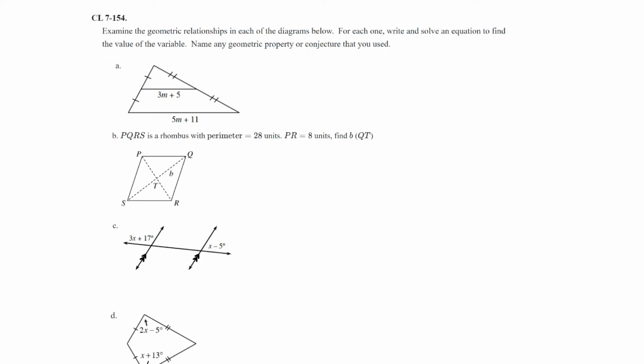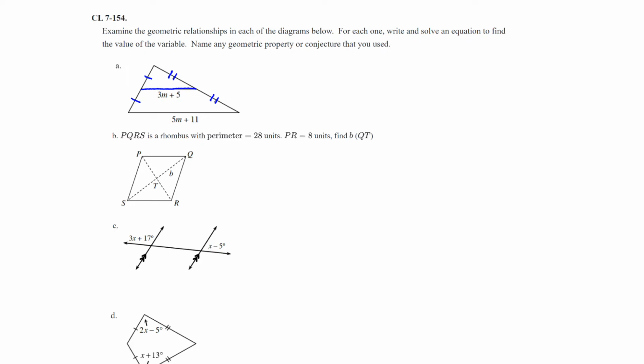Question 154. Examine the geometric relationships in each of the diagrams below. For each one, write and solve an equation to find the value of the variable. Name any geometric property or conjecture that you used. So on part A, you might notice that this line segment splits the 2 sides into congruent parts. So those 2 sides are congruent, and then these 2 sides are congruent, and that's the triangle mid-segment theorem.